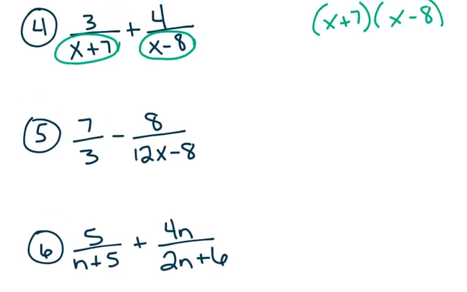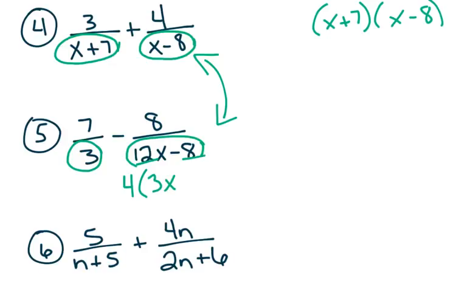Now, here on number 5, I've got a 3 here, and I've got 12x minus 8 here. I've got a single number, and I've got a binomial. Now, up here, our binomials didn't have any GCFs. They were just as basic as they could be. But down here, I have a GCF in this binomial. So what I'm going to do is I'm going to factor that out. So I know that I have a 4 that will go into both 12 and 8. So I'm going to factor that 4 out. 12x divided by 4 is 3x, and 8 divided by 4 is 2.